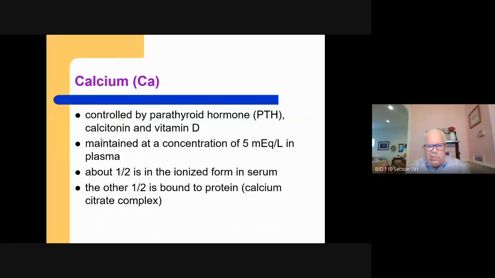It is controlled by the parathyroid hormone, calcitonin, and vitamin D. I'm not going to ask you any hormone questions when it comes to minerals. Don't worry about the hormones. We'll talk about them in the endocrine system.